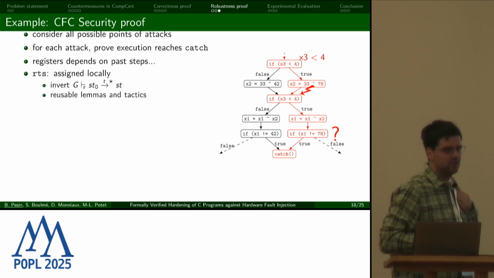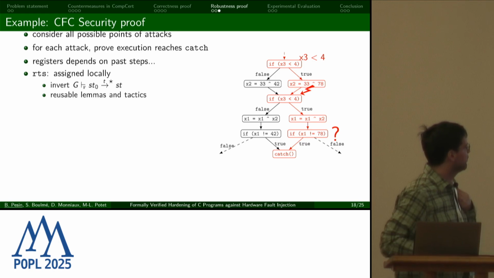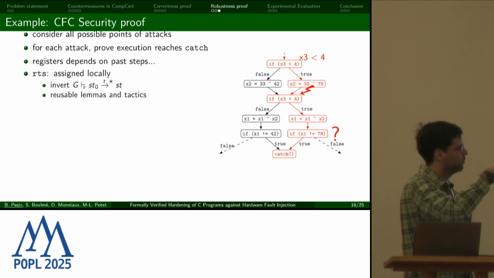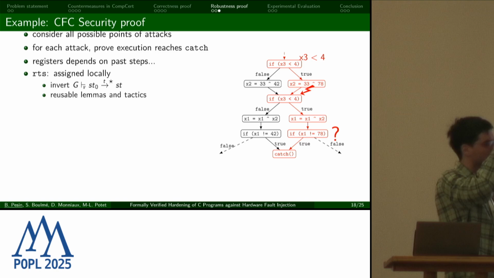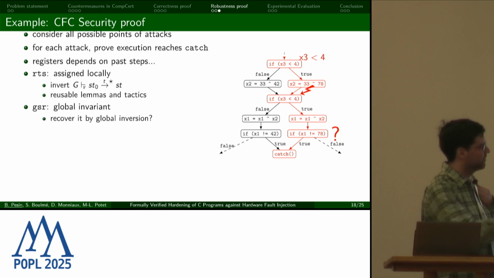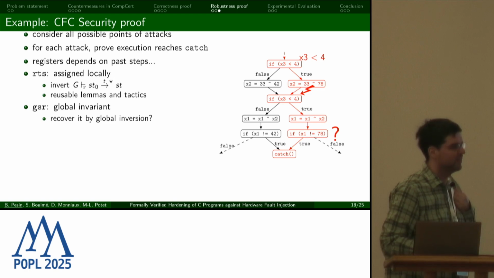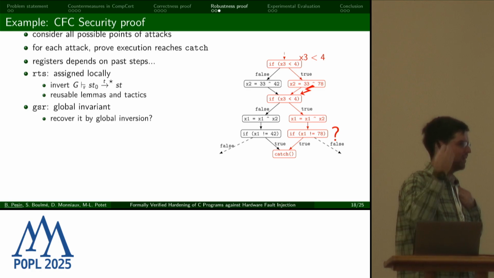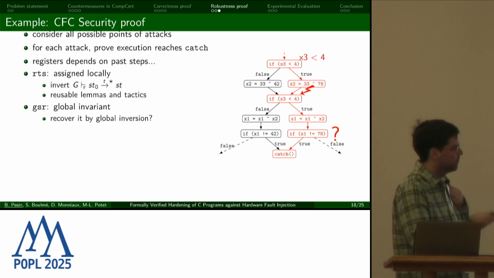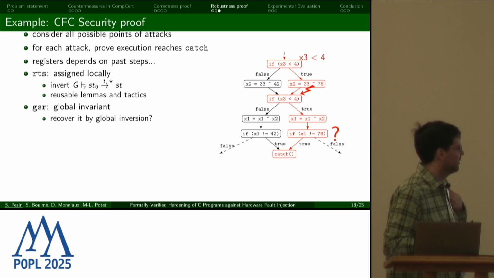Actually, it's a bit technical because of the way the semantic model is encoded. But we wrote a bunch of reusable lemmas and tactics, and it allows us to do our inversion of the semantic derivation and to recover the value of x2. But for x1, it's more difficult because, as you can see, it's not assigned here in this small local part of the program. It was assigned way earlier. Maybe last time there was a conditional test or at the start of the program. But locally, we cannot find the value of x1.